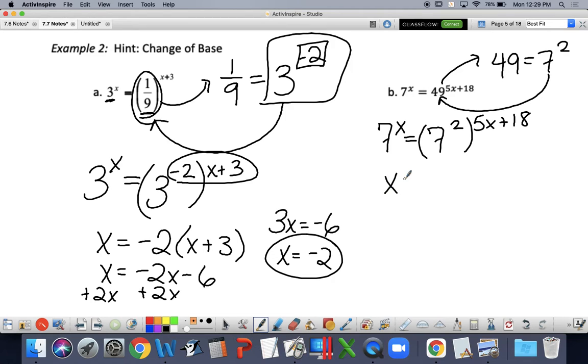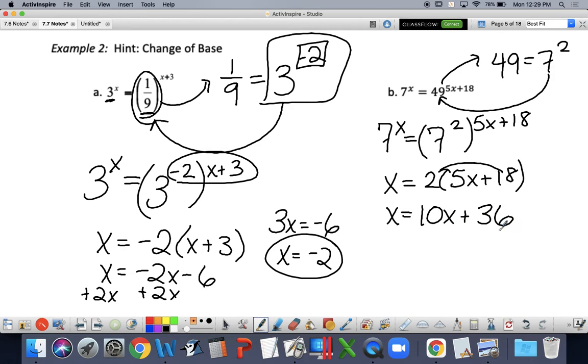At that point, I have the same base, so I can cut out the bases and just set the exponential expressions equal to each other. I must distribute that 2 through. And then I've got a 2-step algebra equation. Move all my x's over to one side. I get -9x equals 36. X equals -4.